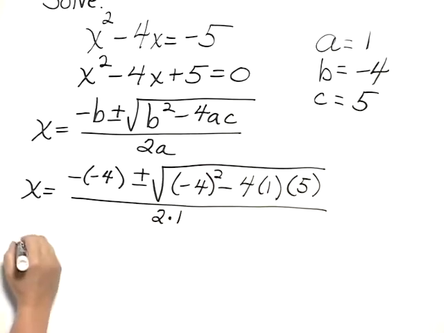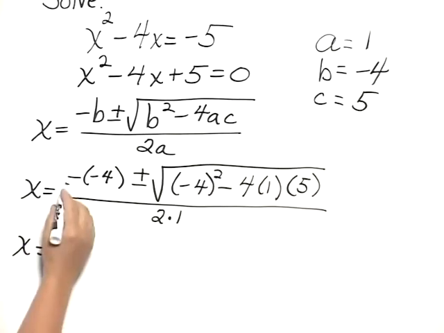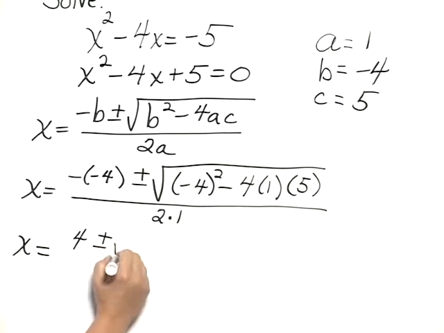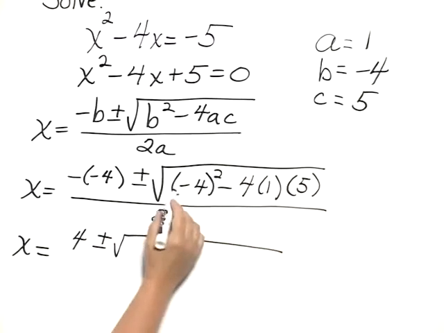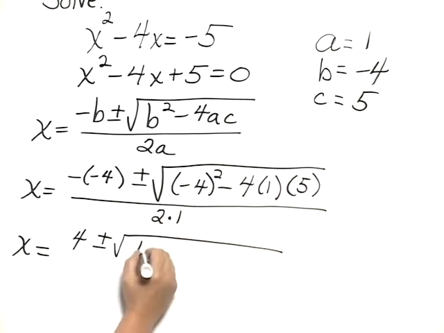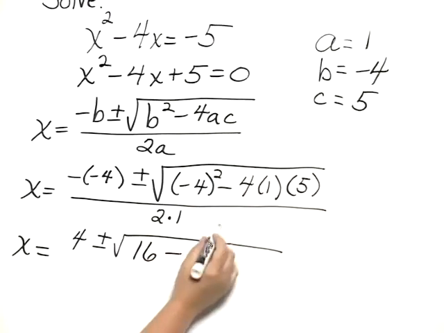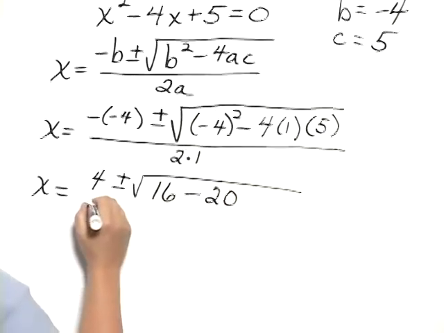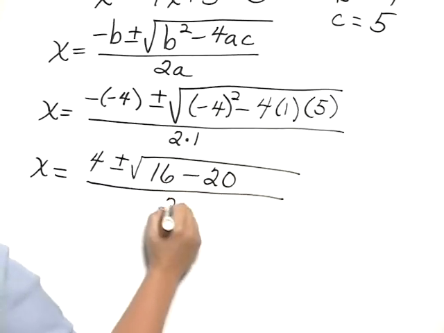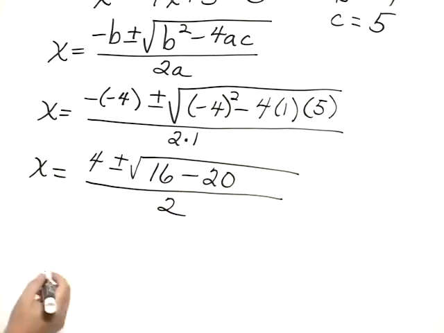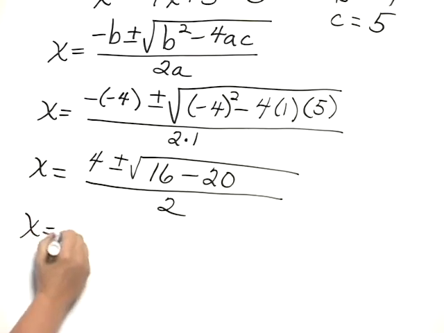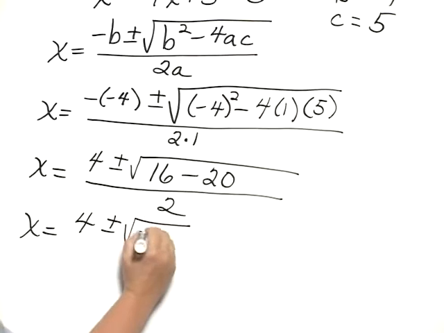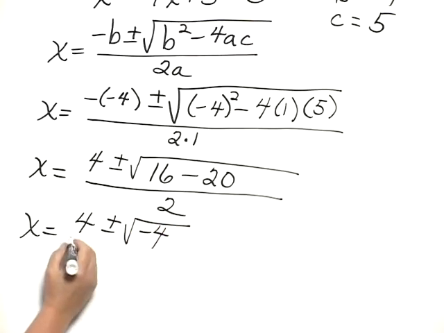Having done the substitution, let's simplify. The opposite of negative 4 is 4, plus or minus the square root of negative 4 squared, which would be 16, minus 4 times 1 times 5, which is 20, and all of that is over 2. Simplifying one more step, we have 4 plus or minus the square root of 16 minus 20, all over 2.